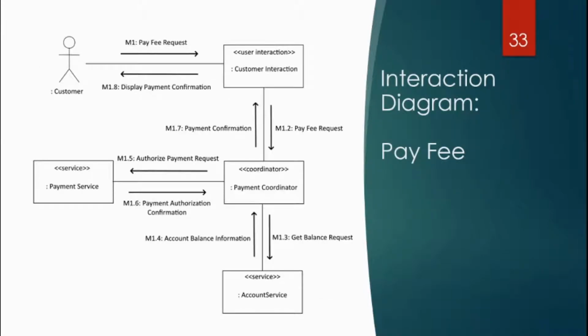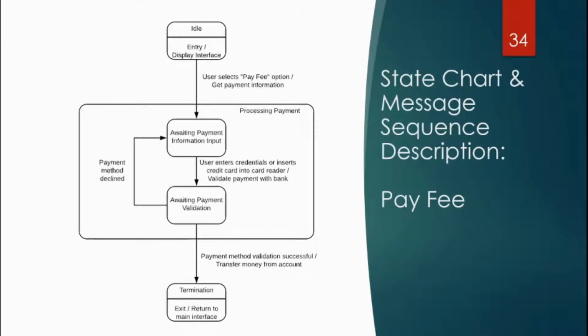This interaction diagram shows the sequence of communications between objects as a customer attempts to pay a fee on their account. And this is the state chart associated with the pay-fee use case.